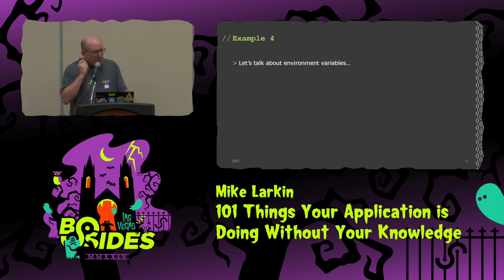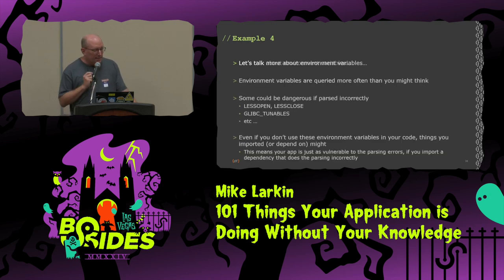So back to environment variables again for just a moment. We've already seen that environment variables are queried more often than you might think. Some could be dangerous. Again, glibc tunables is one example. Anyone ever use LESSOPEN and LESSCLOSE? Anyone even know that such environment variables exist? Yeah, LESSOPEN and LESSCLOSE.